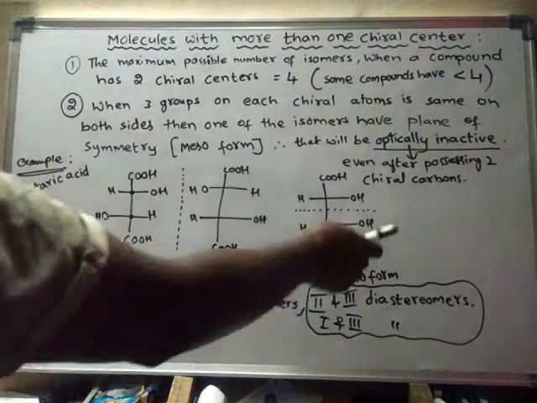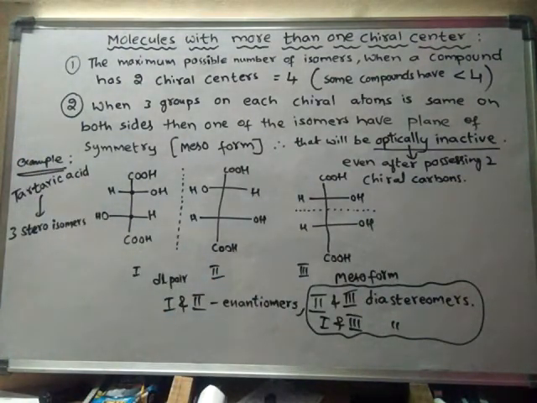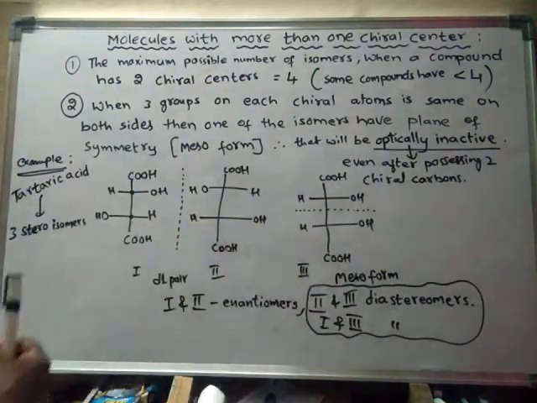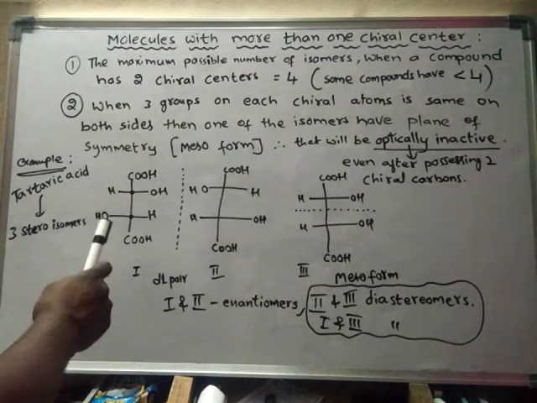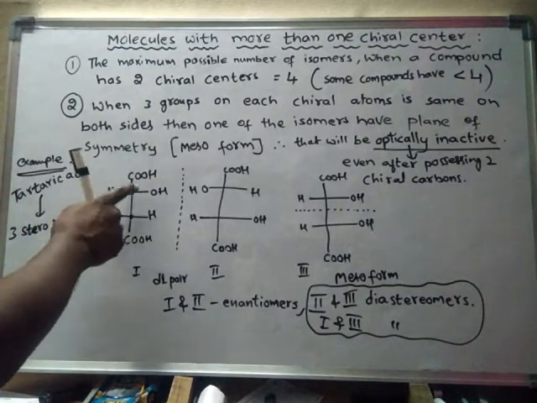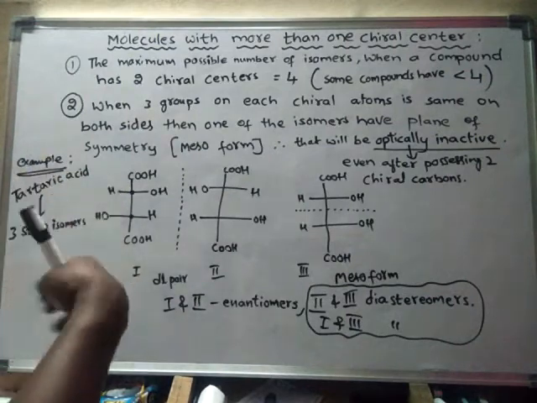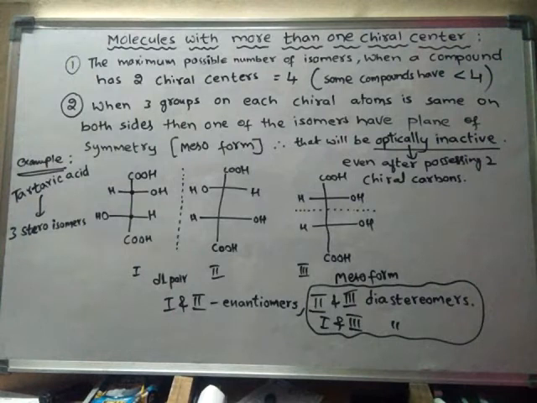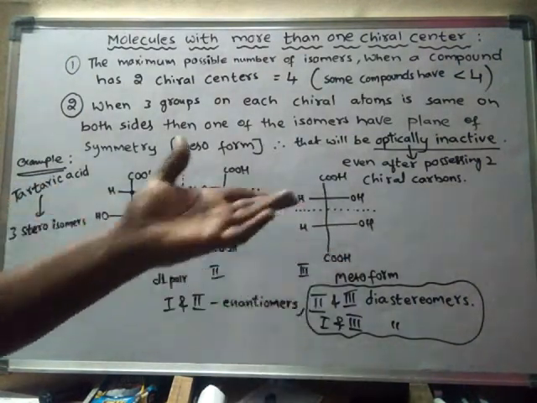That means this molecule has a plane of symmetry present. Due to the presence of the plane of symmetry, this molecule is said to be a meso form. So if 2 chiral centers are there and the 3 groups on both chiral centers are similar, in that case there will be only 3 isomers. Out of 3 stereoisomers, one stereoisomer will be the meso form.